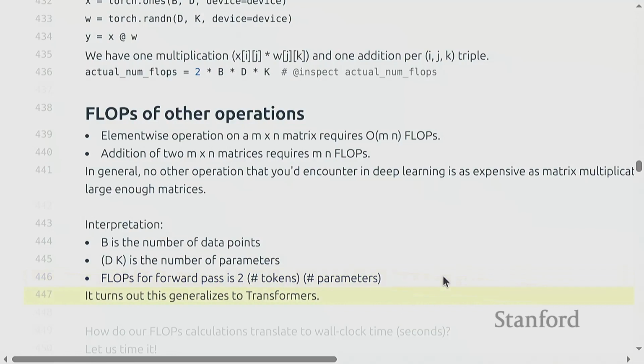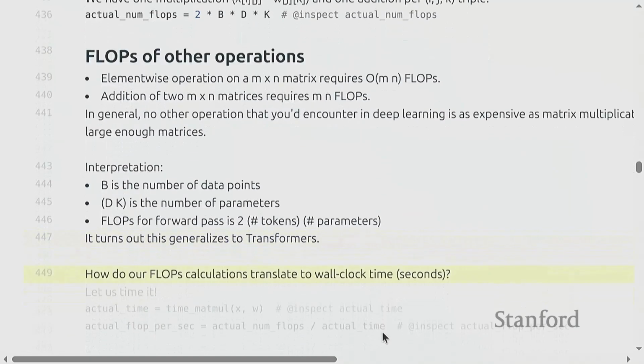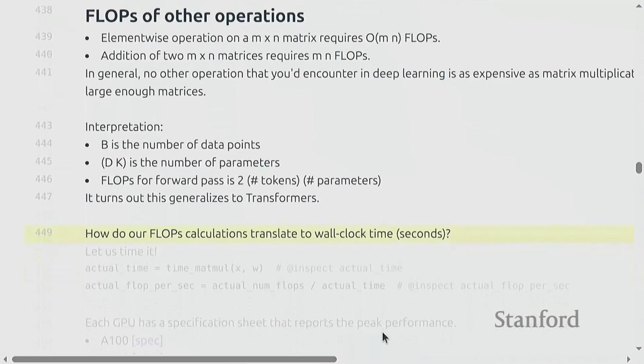Okay? So this turns out to actually generalize to transformers. There's an asterisk there because there's the sequence length and other stuff, but this is roughly right if your sequence length isn't too large. Now this is just a number of floating point operations, right? So how does this actually translate to a wall clock time, which is presumably the thing you actually care about? How long do you have to wait for your run?